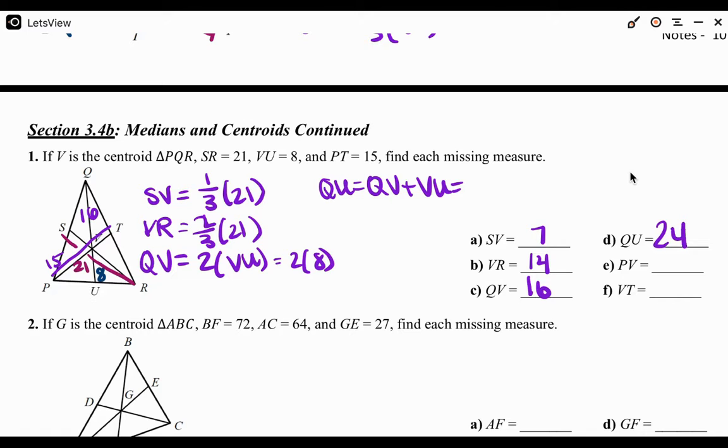PV, so that is equal to 2/3 of our 15. So 2/3 of PT is 10, and VT is equal to 1/3 of PT, so 1/3 of 15 is 5. And then you can double check because we know that 10 and 5 is 15, 7 and 14 is 21, 8 and 16 is 24, so we're good.